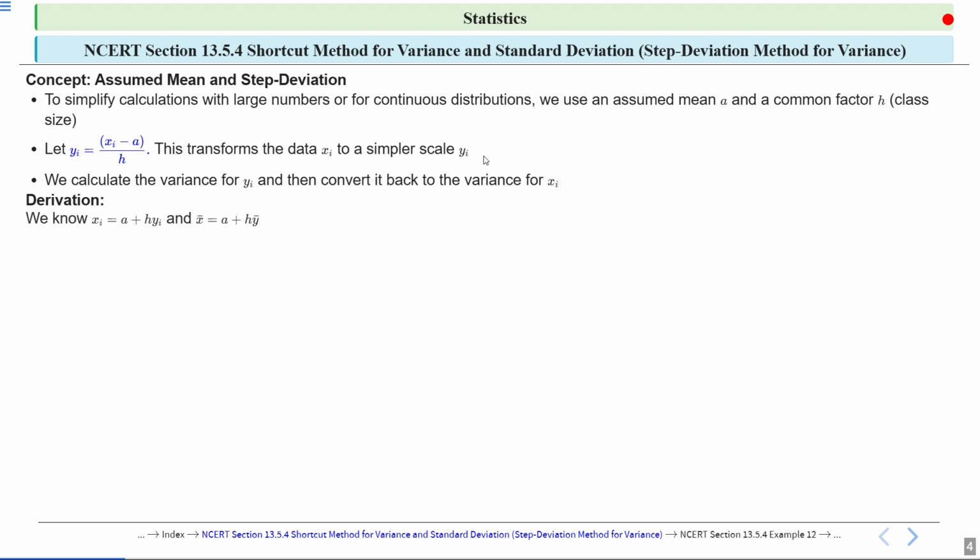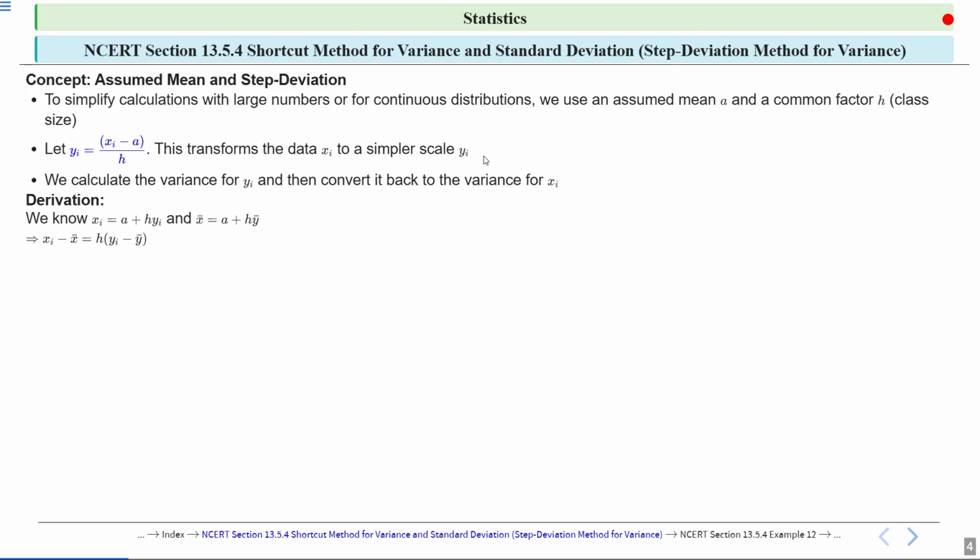We start with two key equations: xi equal to a plus h times yi, and x bar equal to a plus h times y bar. Here xi is any data value, a is the assumed mean, h is the class size, yi is the transformed value, and x bar and y bar are the means of x and y respectively. These equations show how each original value and its mean relate to the transformed values.